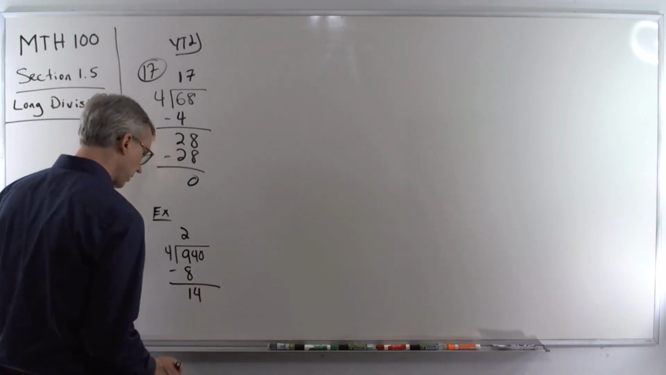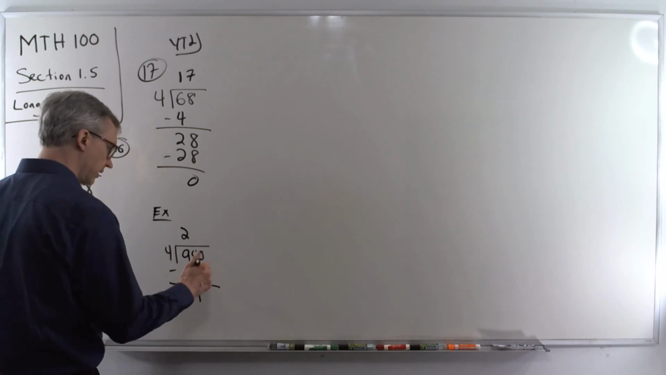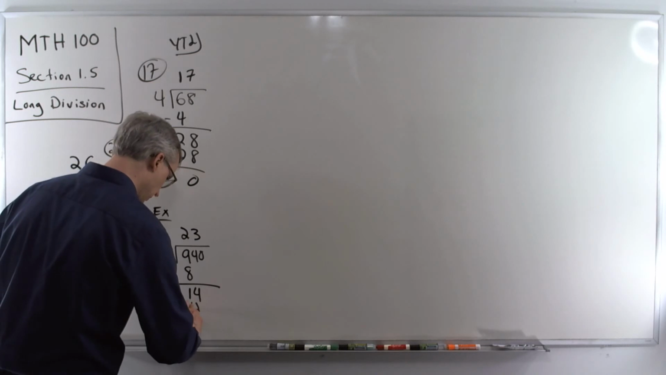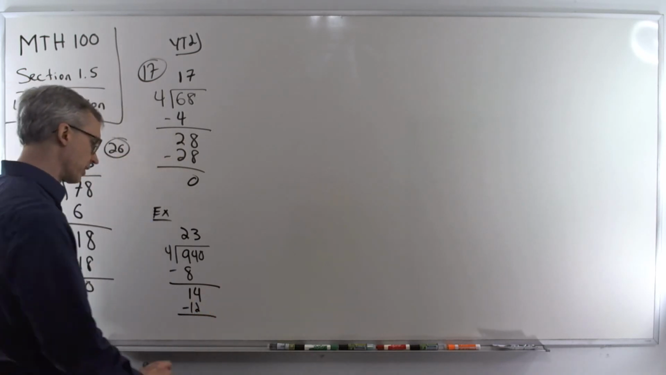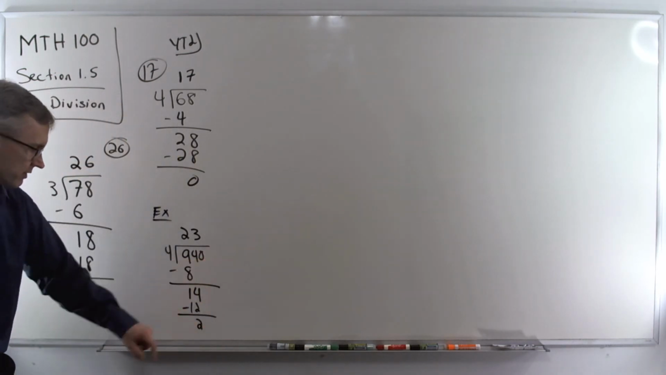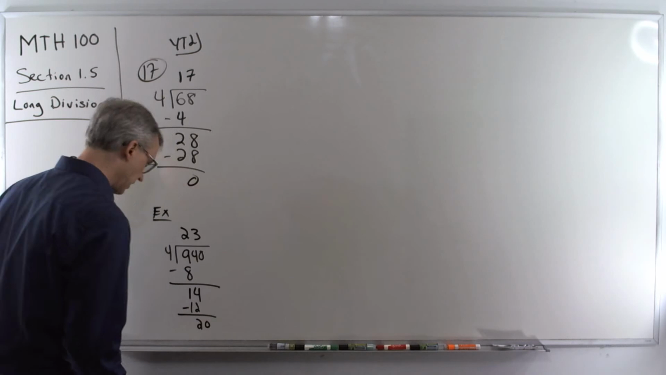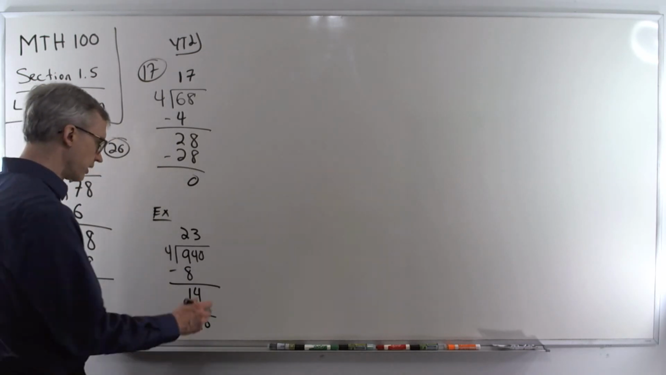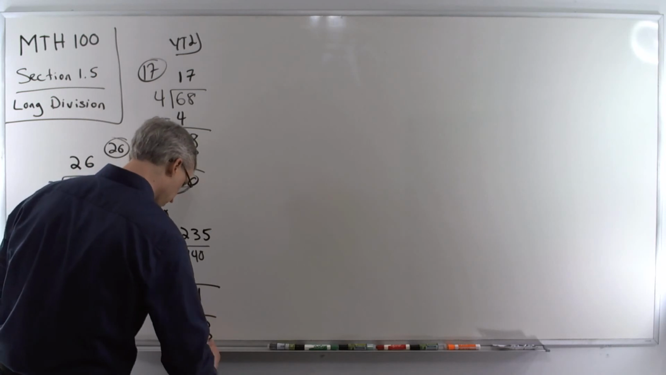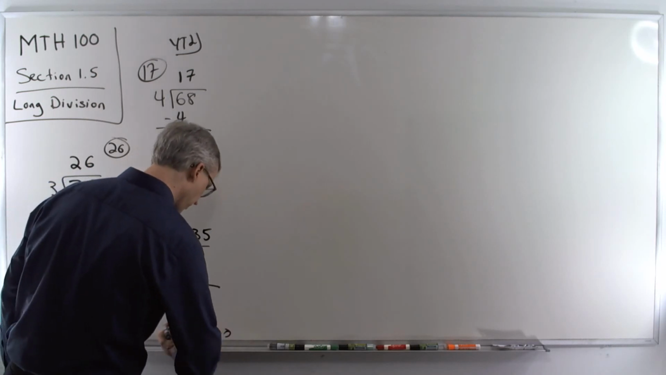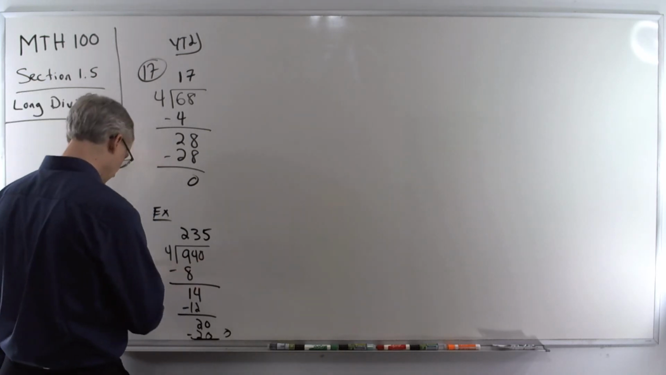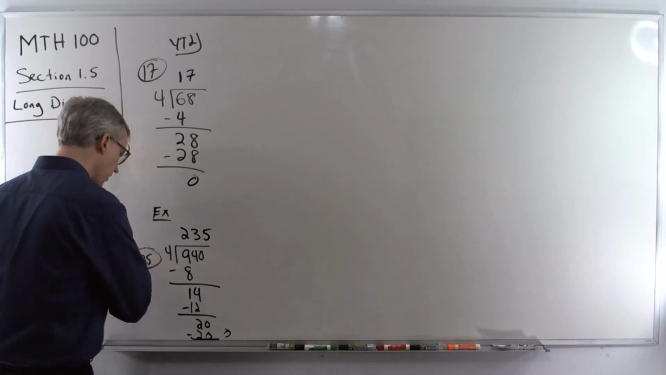So 4 comes down. Now we're going to figure out how many times 4 goes into 14. It says 3 times. And 3 times 4 gives us 12. And now subtract to get 2. And finally, we're going to bring down the 0 here. Now we have to figure out how many times 4 goes into 20. That is 5. 5 times 4 is 20. So we got 20 here, subtract. We're out of room here, but we subtract to get 0. So our answer then is 235.